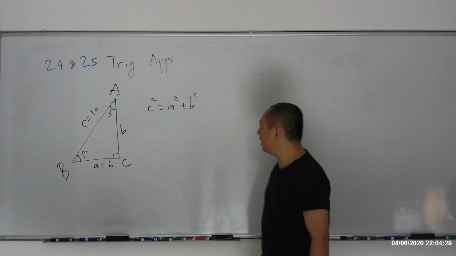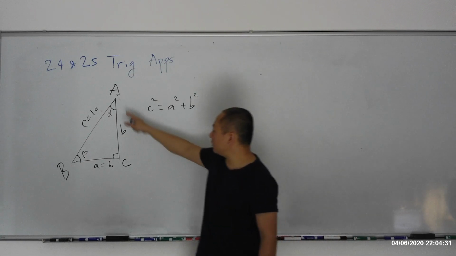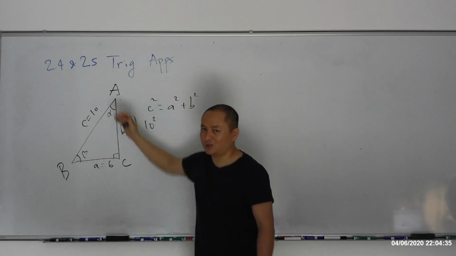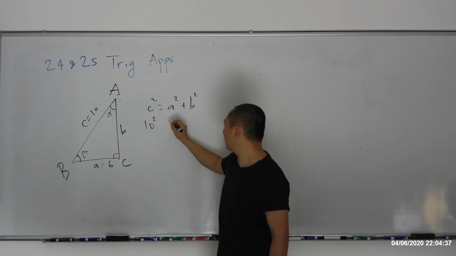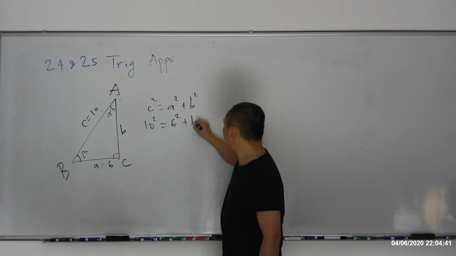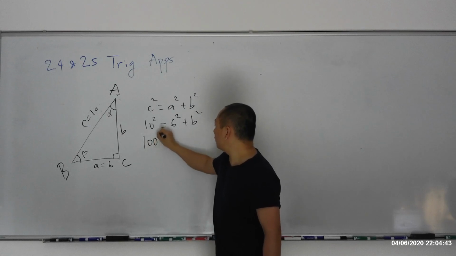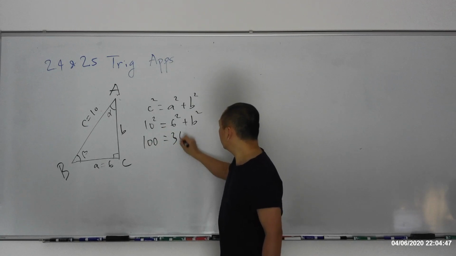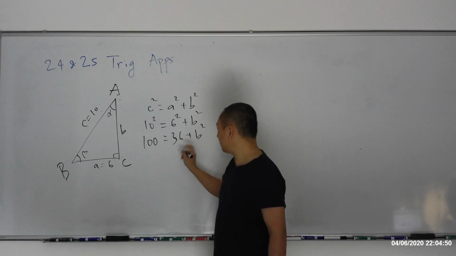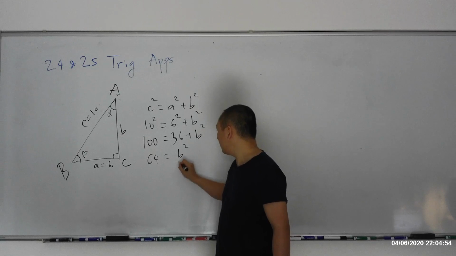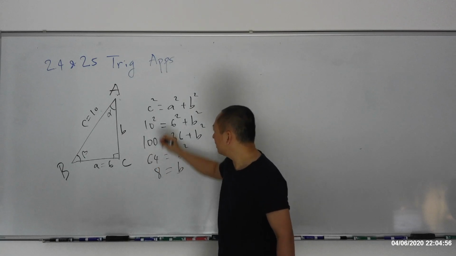I can calculate B first. How? I'm going to use the Pythagorean theorem. C squared is 10 squared. You see, that's why I wrote 100. Actually, I'm thinking of 10. Equal to A squared, which is 6 squared, plus B squared. 100 equals 36 plus B squared, so subtract 36 on both sides, 64 is equal to B squared, so obviously B equals 8. So you can solve for B.